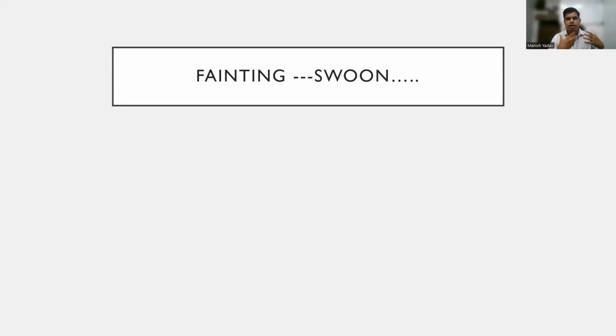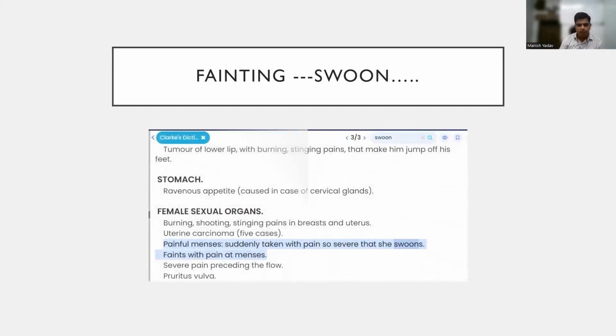Very much hungry, ravenous hunger. So that is one part. Burning is there, like internal burning, like arsenic, phosphorus, sulfur. A lot of burning is there. And another keynote symptom is fainting. Swoon, it is said, fainting. Let us see that. What is it?